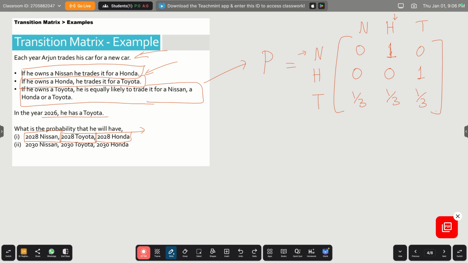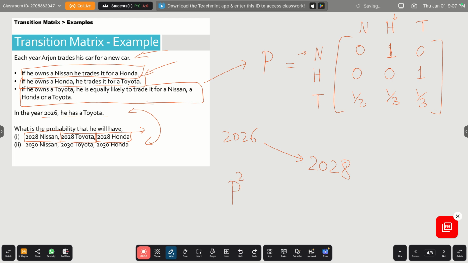Alright, so 2026 to 2028. The initial year is 2026, and we need to calculate what will happen in the year 2028. So it is a two-step transition. 2026 to 27 is one step, and 28 is two steps. Whenever you need two-step probability, you need to calculate P power 2.